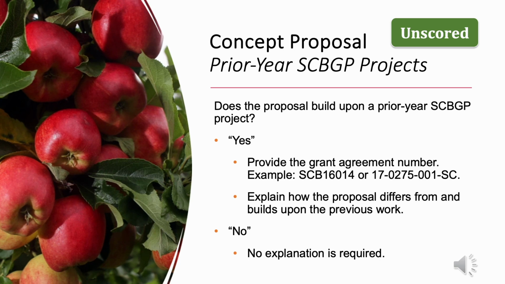The key thing to note is that SCBGP funds cannot be used to duplicate work done in prior projects, so it's important to thoroughly describe how the proposed project is different from any previous ones. Also note that if your organization has received funding in the past for an unrelated project, it is not necessary to disclose that here. If your proposal does not build upon a prior year SCBGP project, select No from the drop-down menu. This question is unscored.